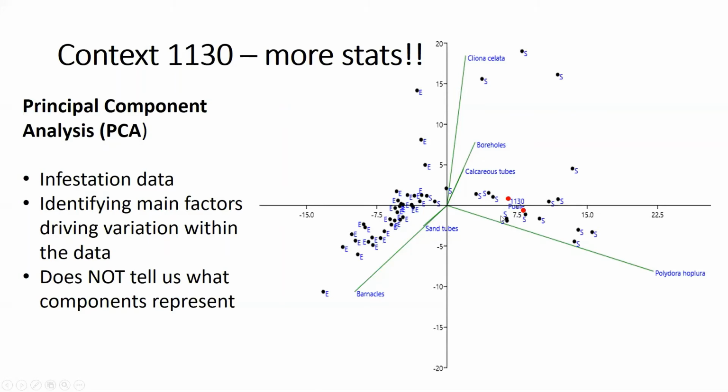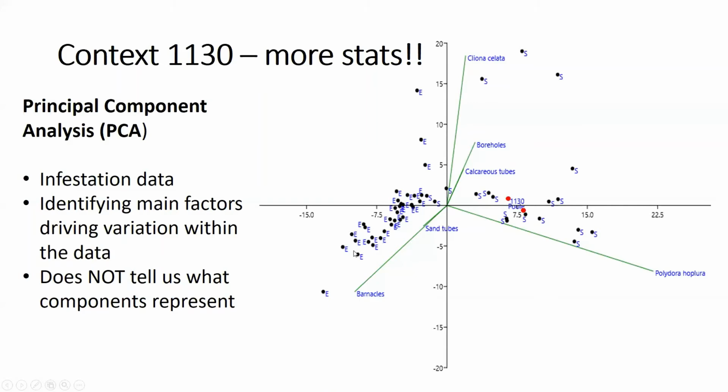So what I used is I took 6 different types of infestation that had been occurring in my assemblage, and I found the data from all the other sites, and then I used principal component analysis, which attempts to basically split the data into groups and identify which of the different elements is driving the variation within the samples.